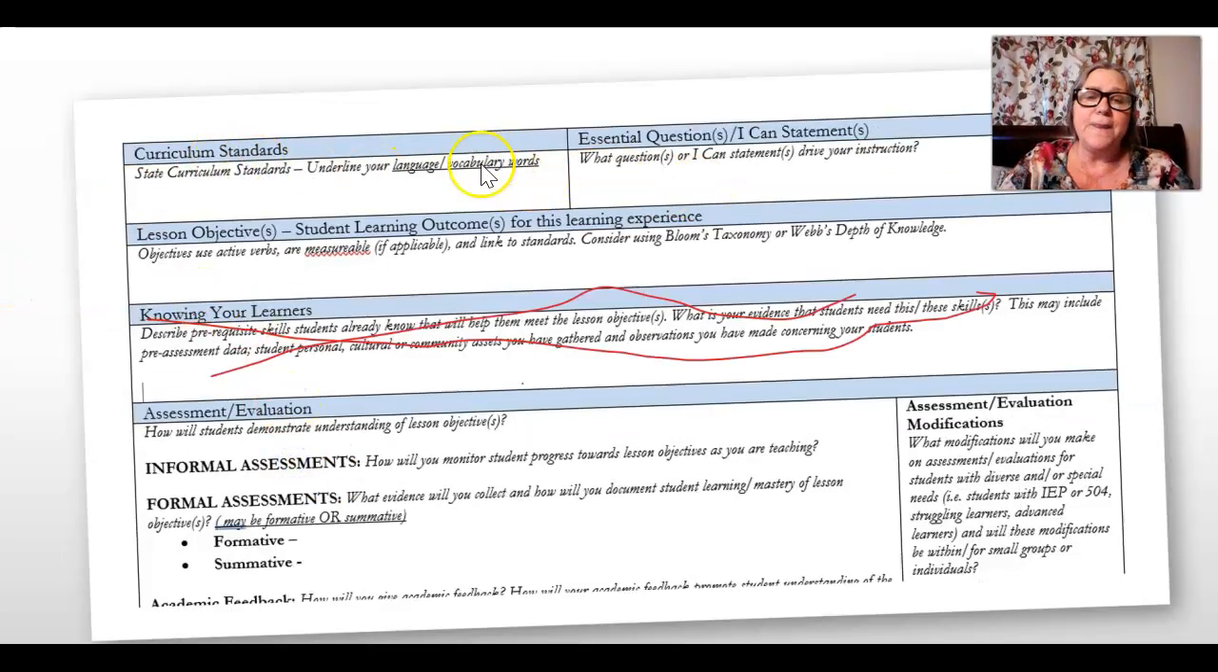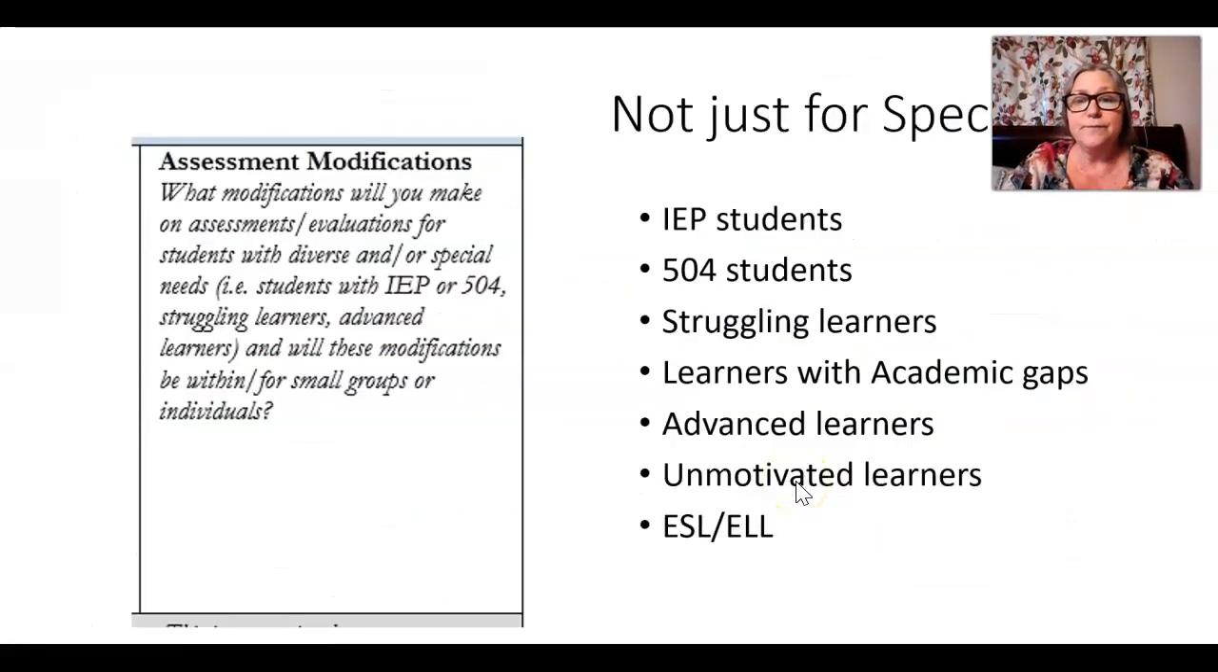So right now, in the assignment that you're going to have coming up, I'm going to ask you to just disregard this section on knowing your learners. We're going to come back to that. And for the assignment that you've got coming up, you're going to need to be able to come up with your curriculum standard, an essential question, some learning objectives, and then you're going to fill in your informal, formal, and then your modifications.